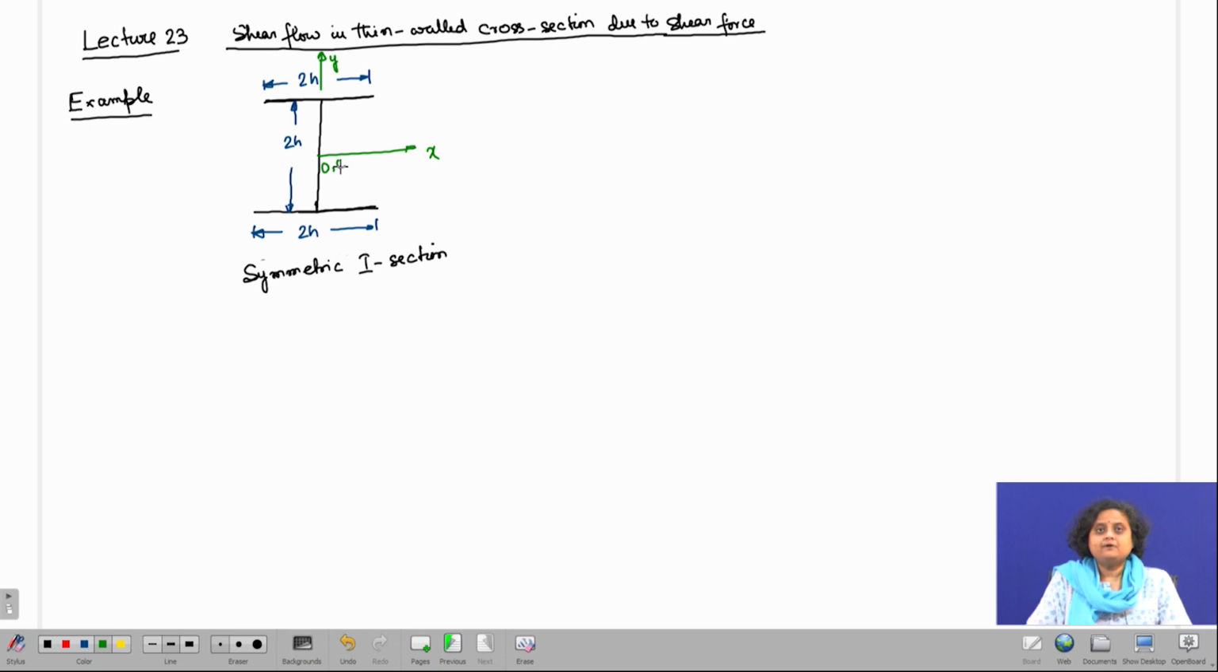So, we have a beam with a symmetric I cross section as has been shown in the figure. Each portion, the two flanges and the web of this I section, has a length of 2h. Now, a shear force F is applied in the y direction.